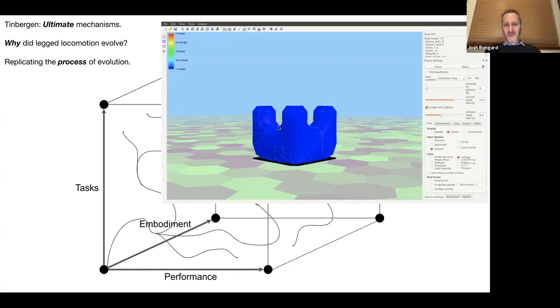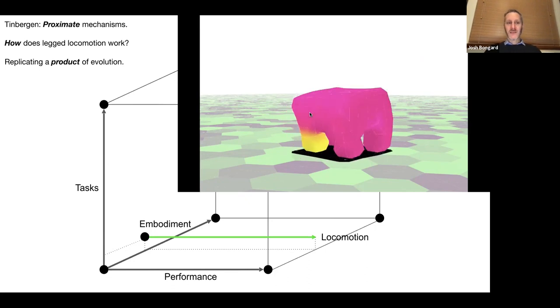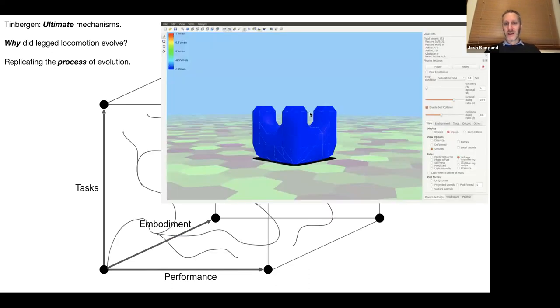So what I'm going to show you in this next video, this blue robot here, is exactly what we did. Instead of taking the proximate view and asking, how does legged locomotion work, taking what we know about legged locomotion and building that into a machine, we ask the question, why does legged locomotion evolve? Under what conditions will legged locomotion evolve? We just asked the robot to move from the left to the right side of the screen. We then used an evolutionary algorithm that tried out lots of different bodies and brains on the same robot, and we wanted to see what we would get.